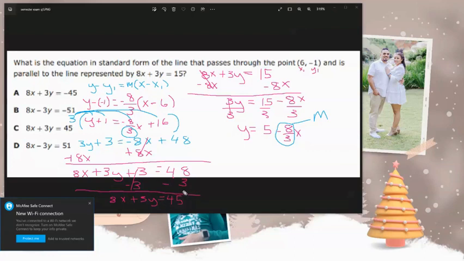Now you just have to figure out which one of these will be our answer. Good luck.